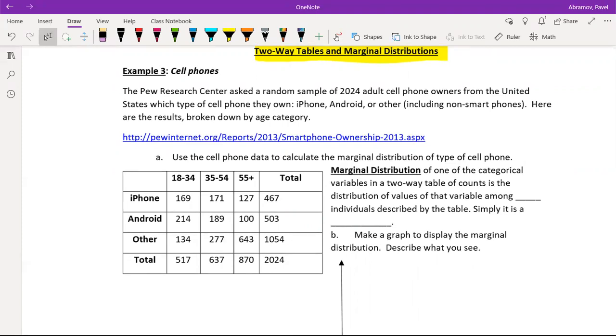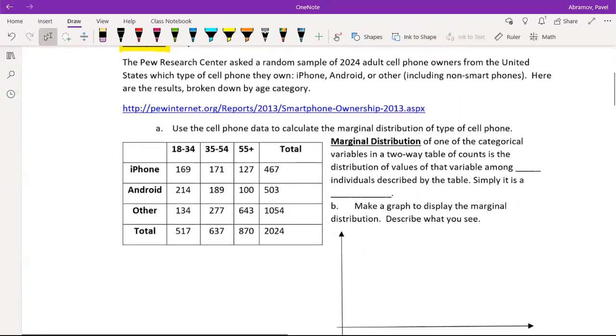So for example 3, we have some study. It's a little bit out of date, but still we can use it. So a Pew Research Center asked a random sample of 2024 adult cell phone owners from the United States which type of cell phone they own, iPhone, Android, or other, including non-smartphones. Here are the results broken down by age category.